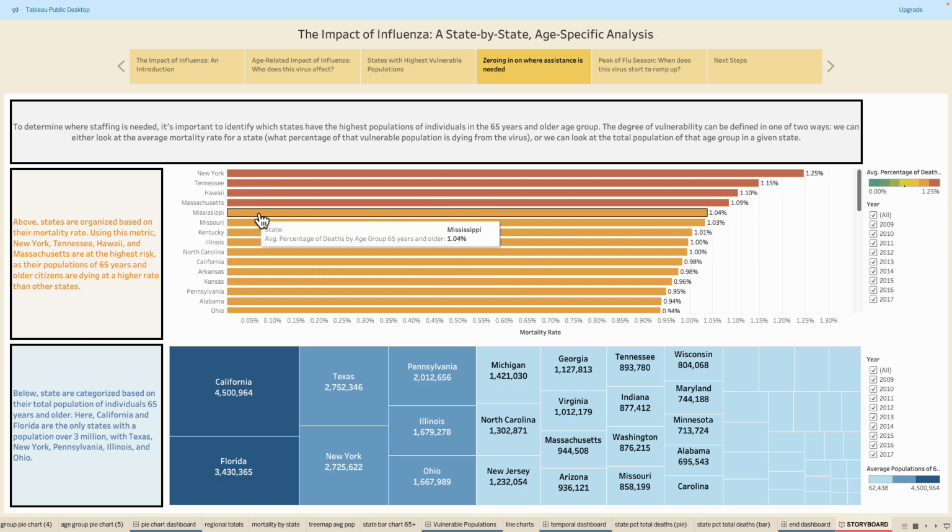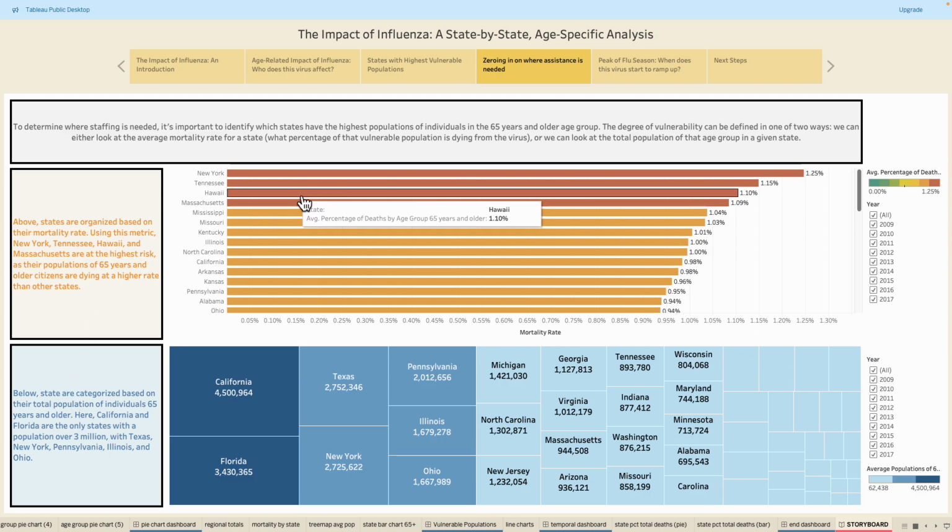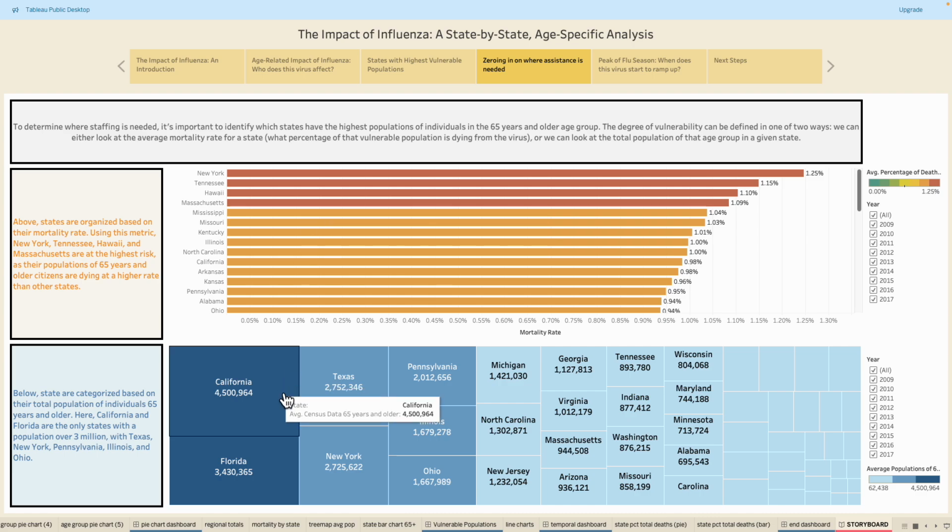If we're looking up here at mortality rate, we're going to see that New York, Tennessee, Hawaii, and Massachusetts are going to be the states with the highest mortality rate. However, when we come down here and look at total population, you see that the story is a little bit different, in the sense that New York has 2.7 million individuals that are 65 years and older, whereas Tennessee has less than a million.